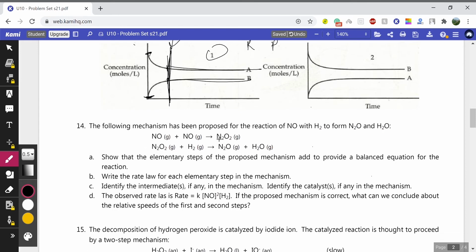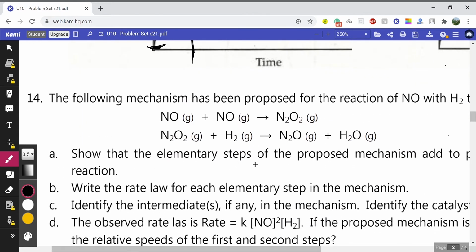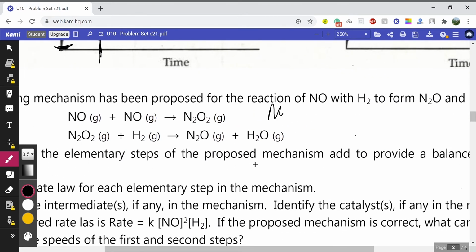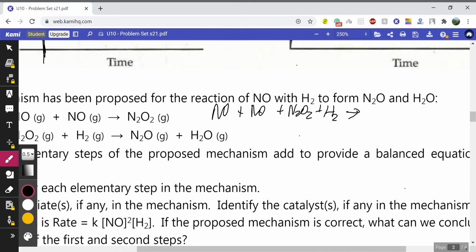Number 14, the following mechanism can be proposed for the reaction of NO with this and this. Show the elementary steps of the proposed mechanism to provide a balanced equation. So our job is to write a balanced equation. Okay, so we have NO plus NO makes N2O2, then N2O2 plus H2 makes N2O plus H2O.